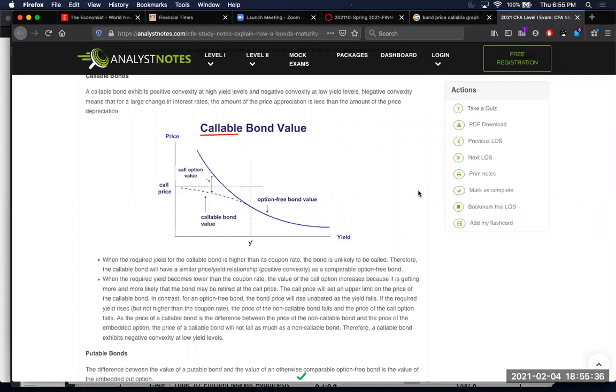Are there any questions about callable bonds? That concept is important.